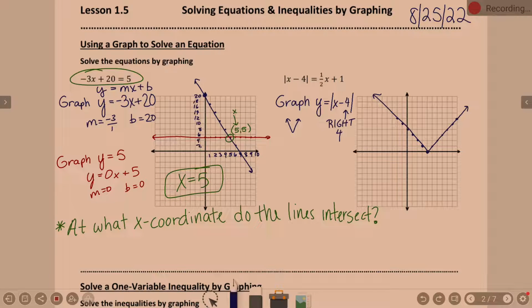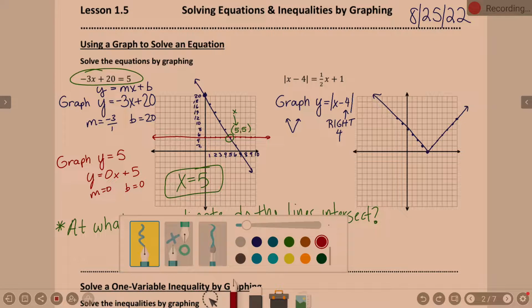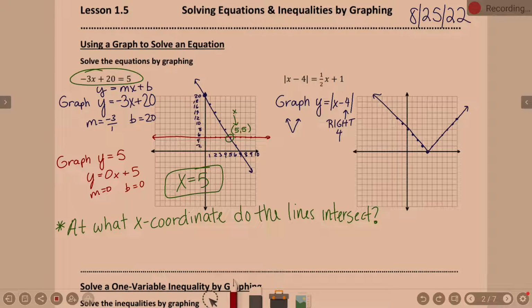Absolute value is a V. Absolute value V, right? It looks like, I think Aaron said, a line. Well, it looks like y equals x minus 4 is a line, but absolute value flips one side up and makes it a V. Now, what's the other piece we're graphing?